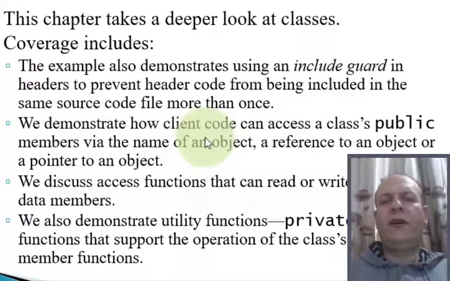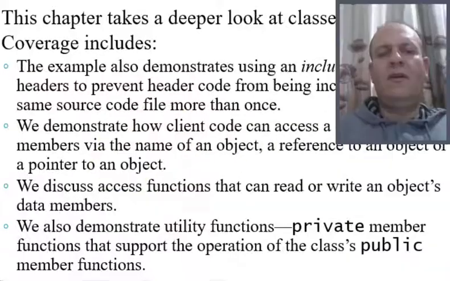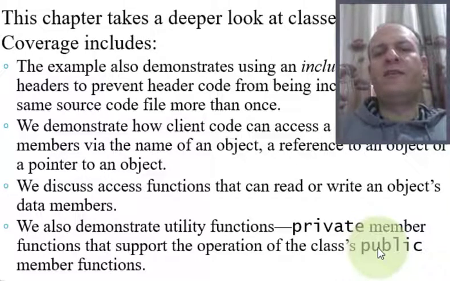A second objective: we can have an object or a reference to an object or a pointer to an object. From each one of them, how can we access the data members of the object? So accessing the data members using the object name, using the reference, or using an object pointer. Also in this section we will discuss how we can add member functions in a class that can read or write object data members. Also, how can we add a private member function which is used by other public member functions.